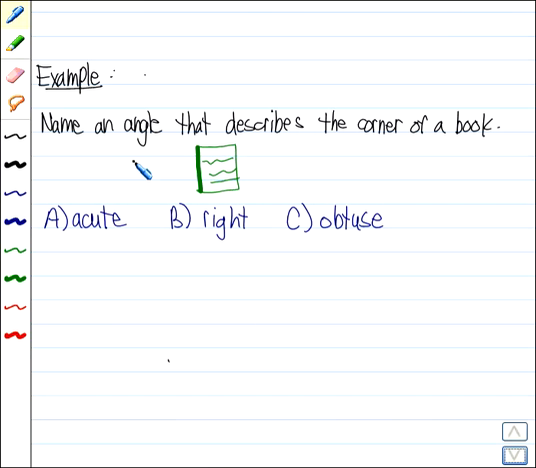Our first example says, name an angle that describes the corner of a book. So we're going to be looking at a book's corner right here. So would it be A, acute, B, right, or C, obtuse? Excellent job. You should have said B, right. We just talked about how a right angle forms the corner of a square, and a book usually is a square or rectangle. It has that 90-degree angle, two perpendicular lines meeting.